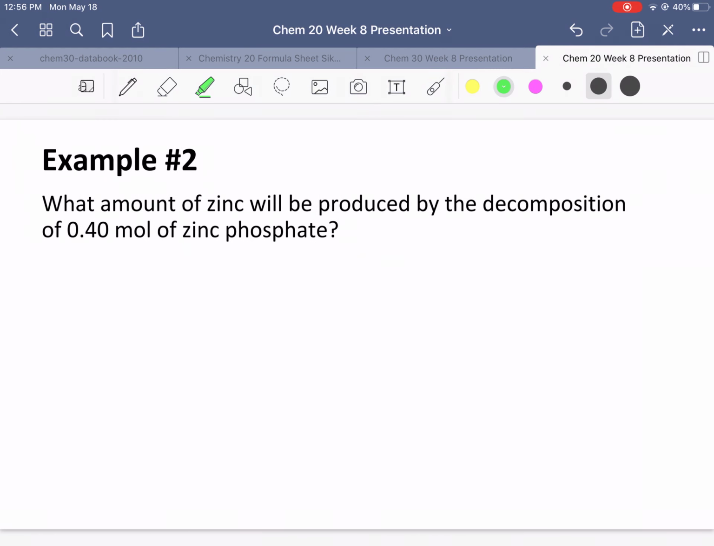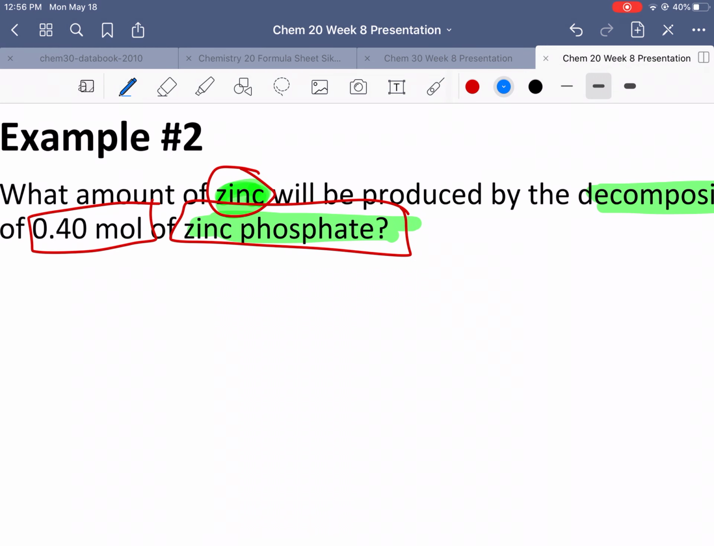Patterns. Okay, here's another example from your notes. What amount of zinc? Ooh, I don't give you the actual balanced equation here. You gotta build it, guys. Is produced by, here's your type of reaction, decomposition. And you've been given an amount as well, 0.40 moles. What's decomposing? It is zinc phosphate. Whoo, lots going on. So we are going to be comparing zinc to zinc phosphate. But first we need a balanced chemical equation so we can do that.